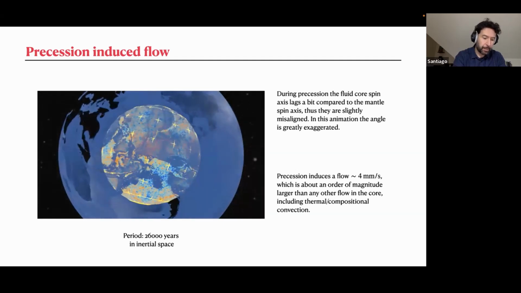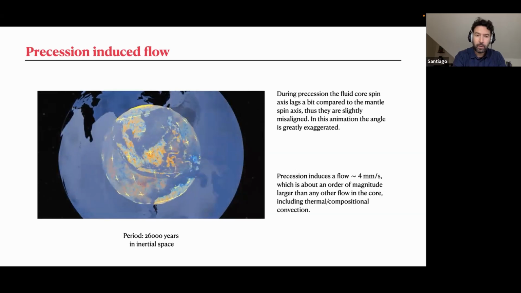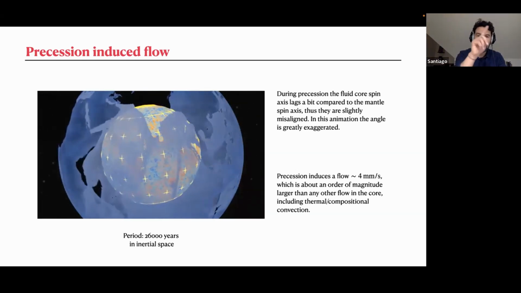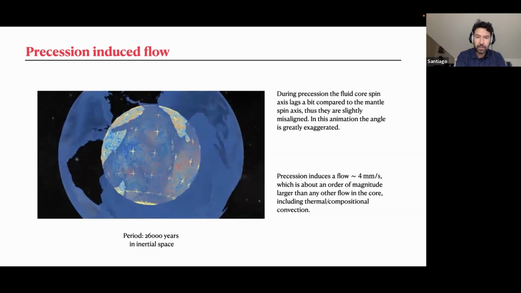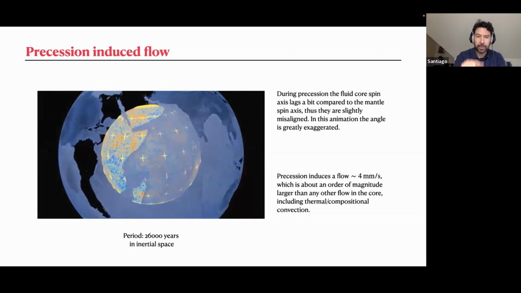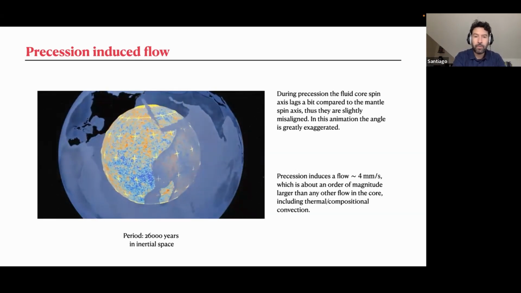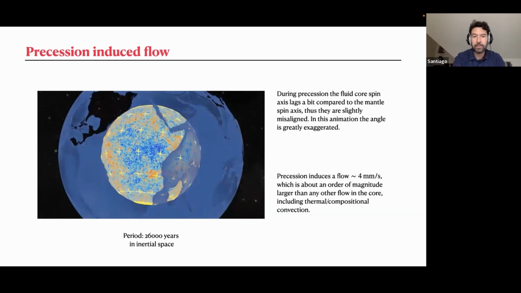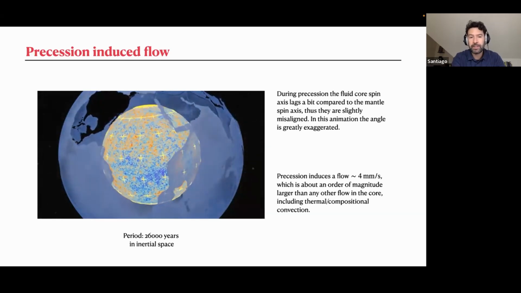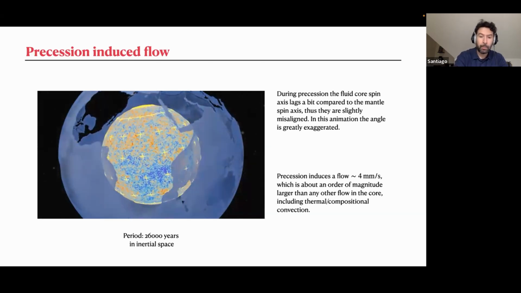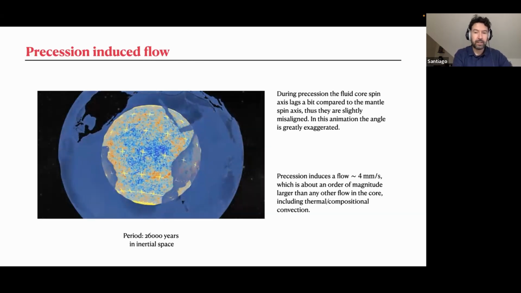So it's basically a motion of the core where the regions near the poles are going in a circular fashion, and the regions near the equator are going just up and down, north and south. And curiously, this flow, this differential motion of the core and the mantle, is by far the largest flow that takes place in the Earth's core, more than the thermal and the compositional convection that might take place as well in the core.